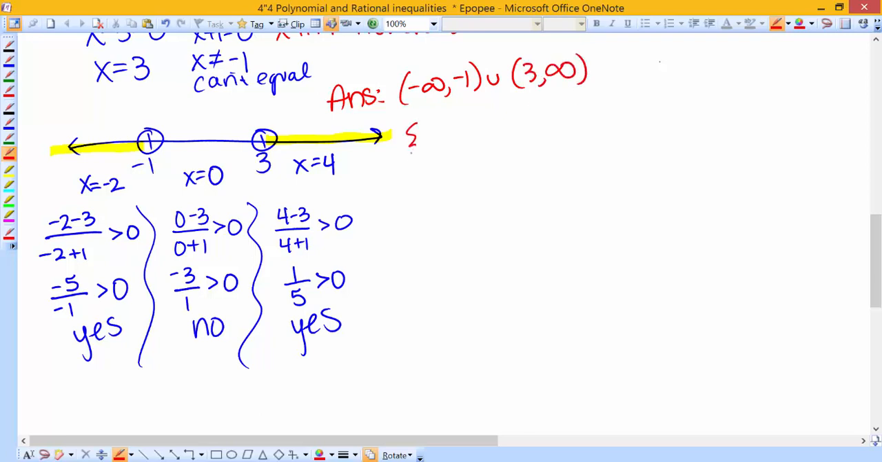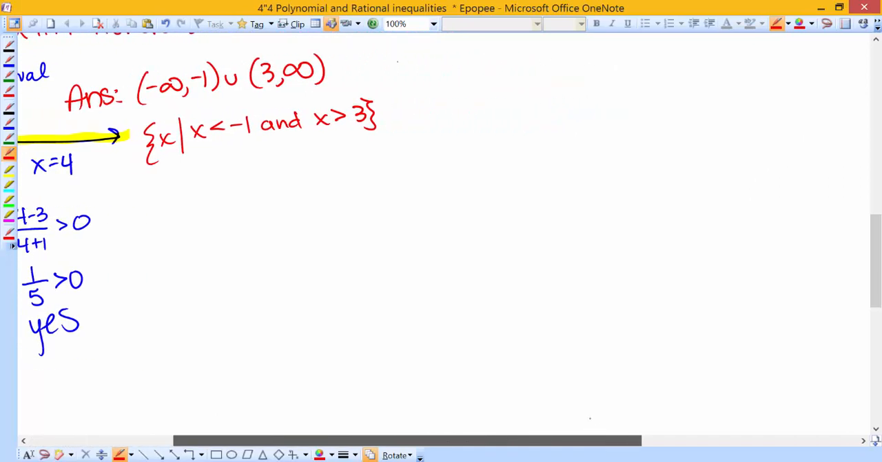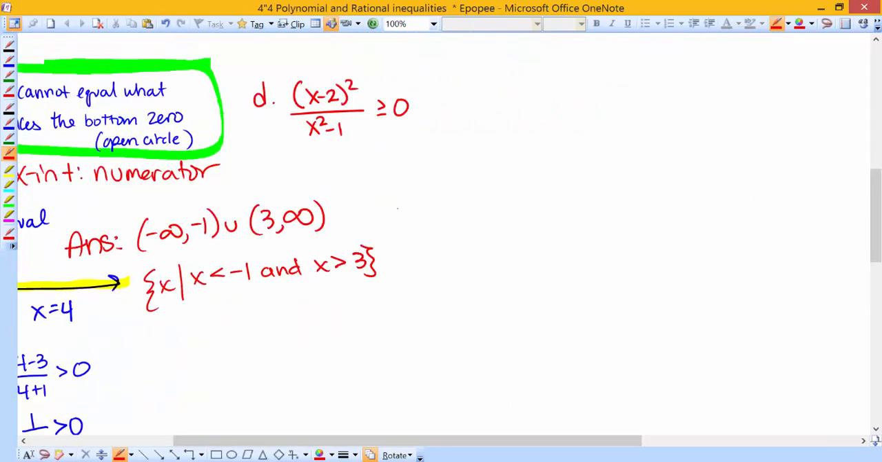Or you can use set notation, x such that x is less than negative 1 and x is greater than 3. However you want to write it, interval or set notation, that is completely up to you. All right, now this last one that we're going to do, and if any of you are dying to see letter E, I am happy to do letter E with you in class. Let me move this over so I don't have to erase that work.